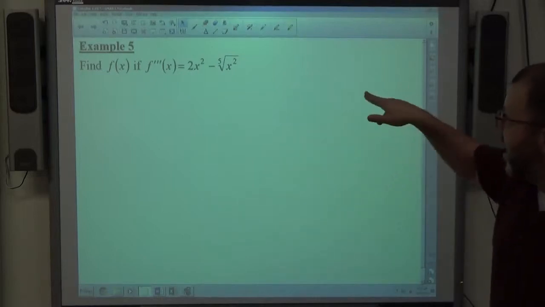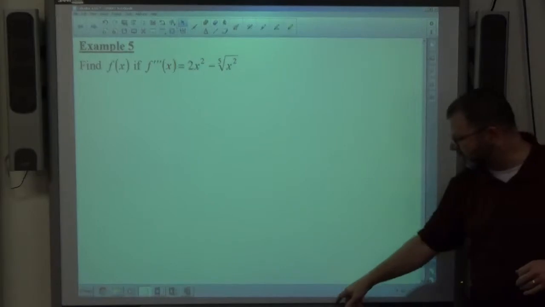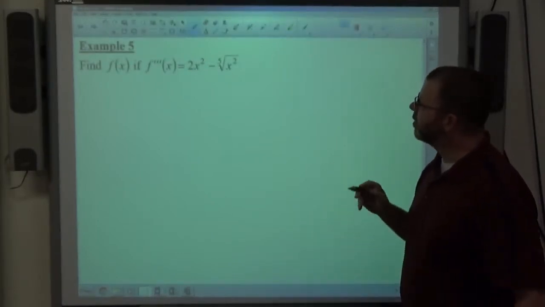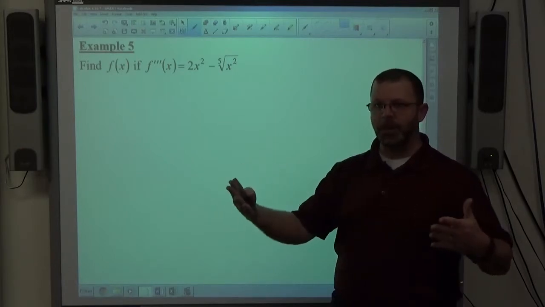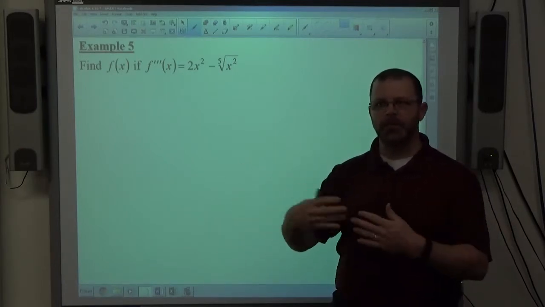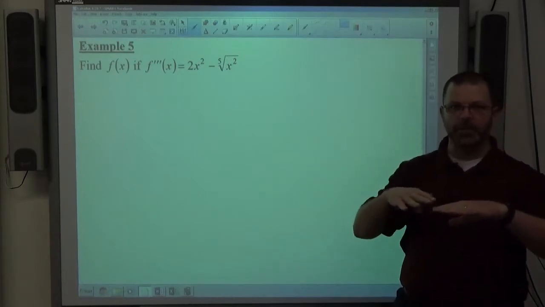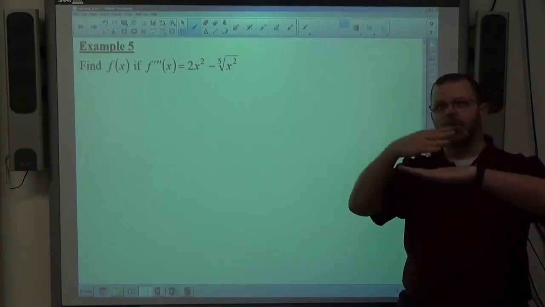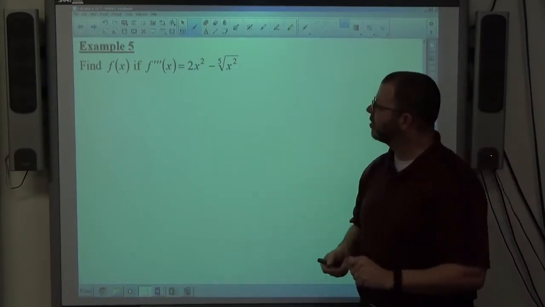Example 5, F triple prime, so this gets into that CDE situation. What I just mentioned in the last example is going to happen in this one. F triple prime, again, I'm going to find F double prime, make everything pretty, find F prime, make everything pretty, find F, make everything pretty. So each derivative, antiderivative is going to be anti-differentiated by the formula, and we make the terms prettier by simplifying fractions and stuff.